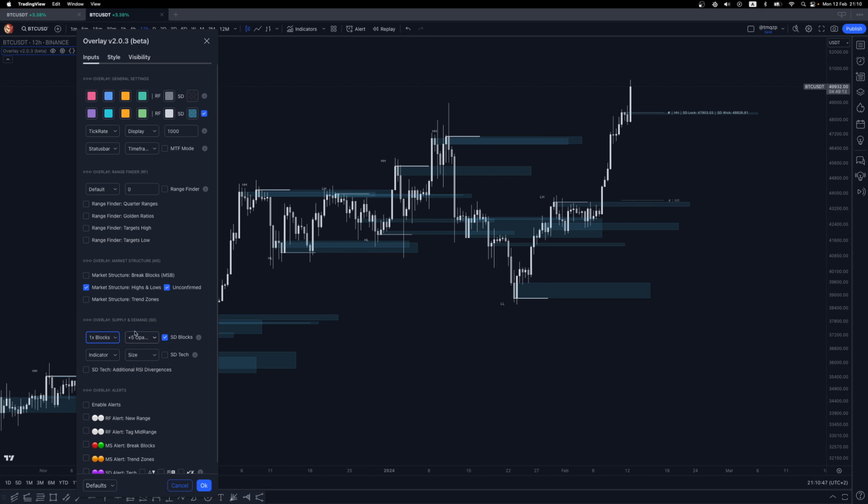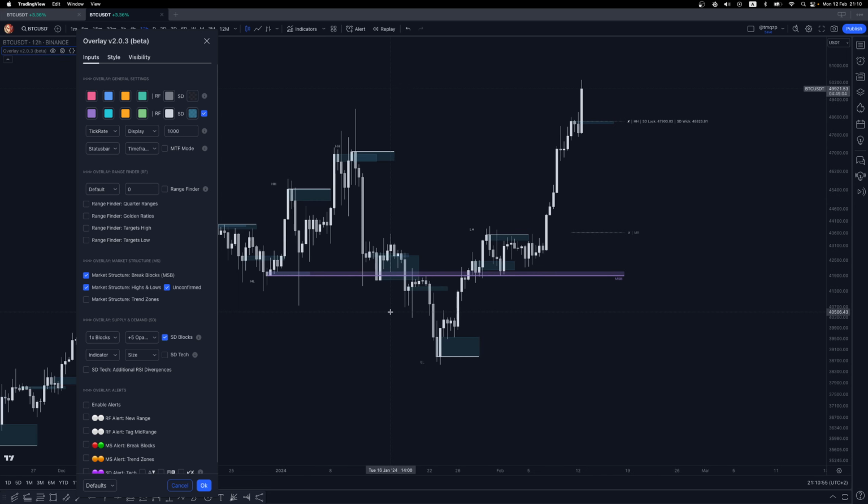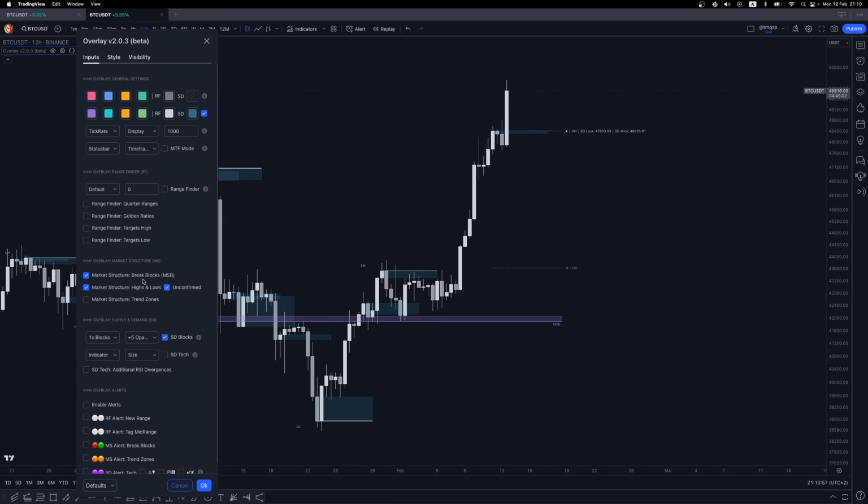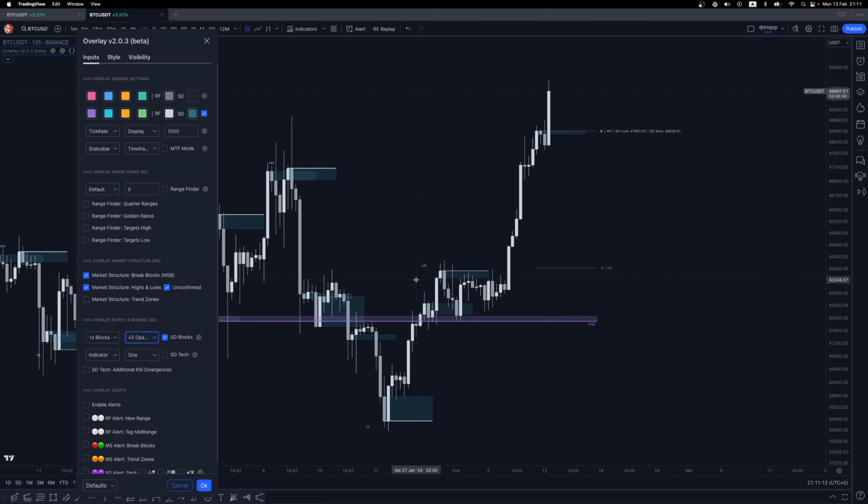Yes, let's put this back on 1. Also, I think I did this. Let me check this for a sec. I think the market structure break blocks are also affected by this. Yeah, they are. So when you change this, it adjusts the opacity not just for these SD blocks, but also the SD blocks that are used anywhere else, just to keep a consistent gradient between the different elements, right?